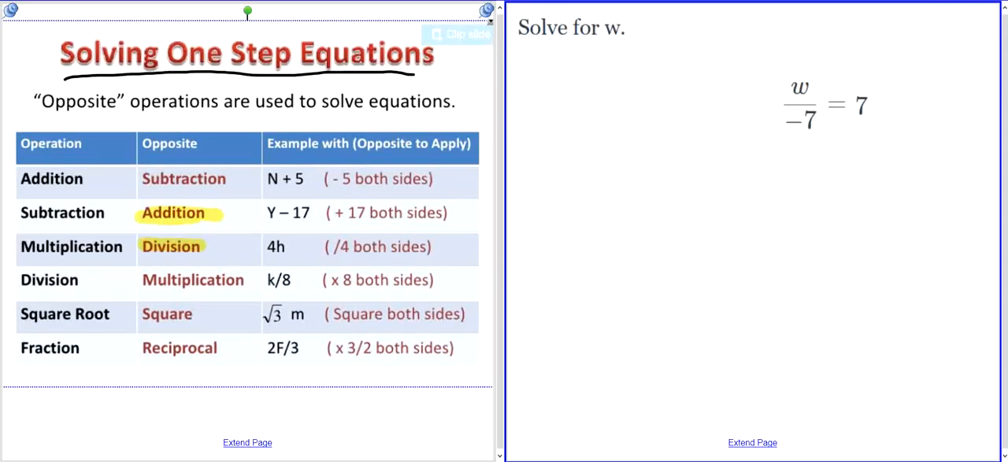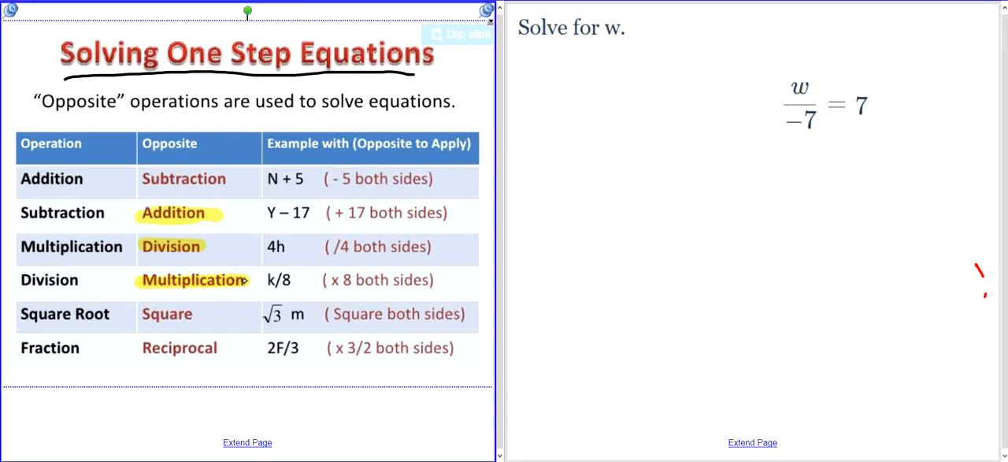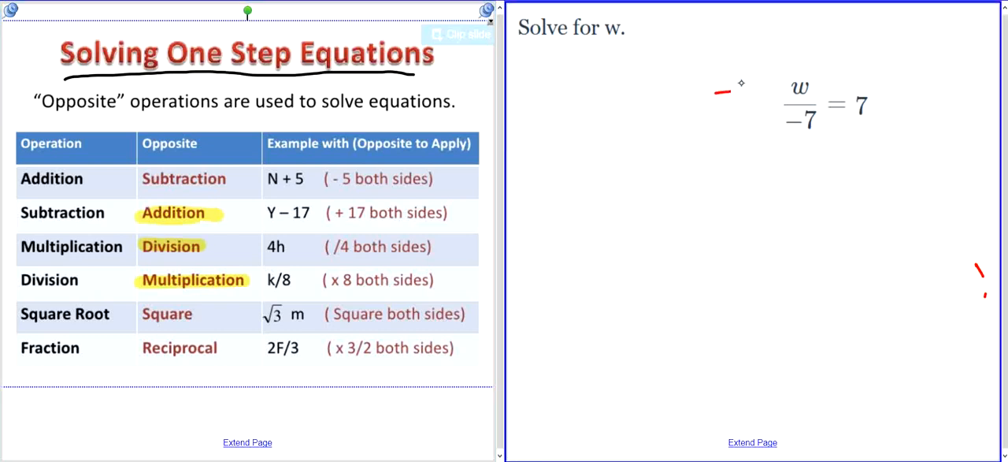Alright, let's take a look at this one. It says here, solve for w. Now here the variable is being divided. So what we do for division, we do the opposite. We multiply. So we're going to multiply this whole expression by the number that's being divided, which is -7. I'm going to make the -7 into a fraction by putting it over 1. But over here, I just multiply by -7.